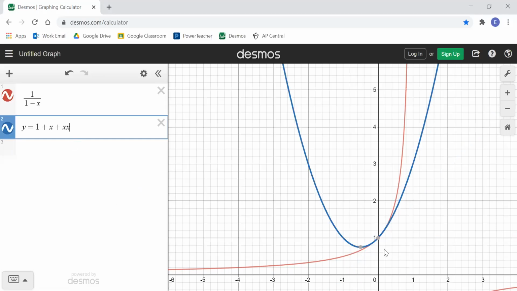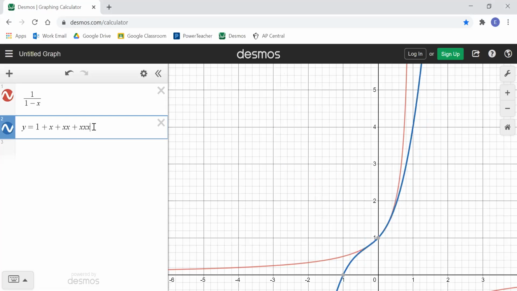Okay, well, what if I put in the next term? How about now? Does it begin to resemble between -1 and 1 more like 1 over 1 minus x? I would argue that it looks more like it now. Yeah, a little bit more. All right, well, let's put in x cubed. How about now? Looks more like it or no?